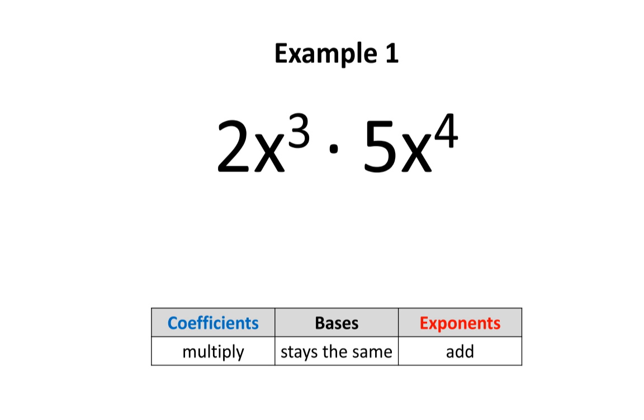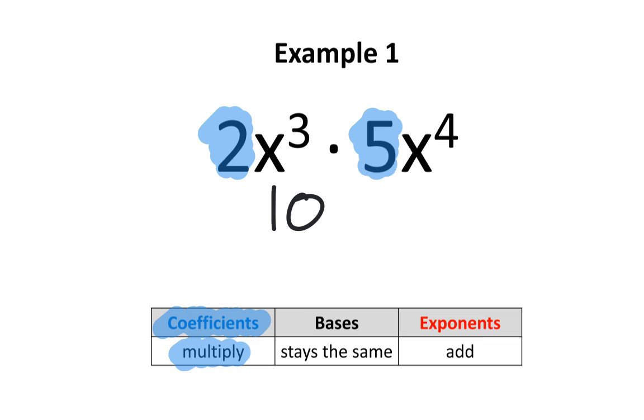In our first example, two terms are being multiplied. How do we know it's multiplication? Well, this little dot is another way of saying multiply. I want you to think of the product rule in three parts. The first part involves looking at the coefficients of the terms. The coefficient here would be the number 2, and the coefficient here would be the number 5. You want to multiply coefficients. So 2 times 5 is the number 10.